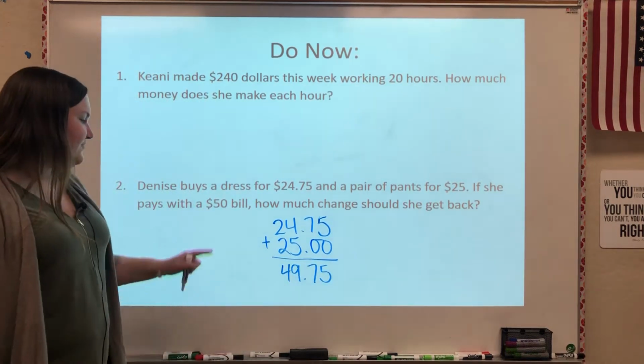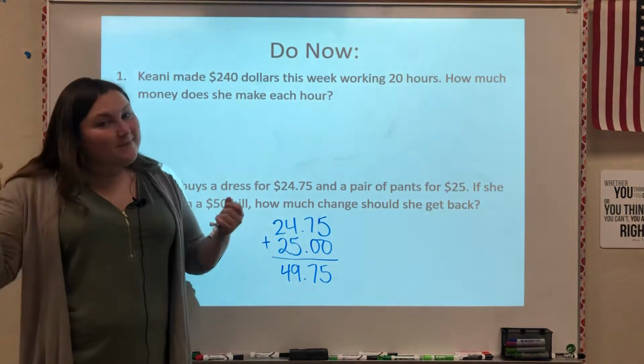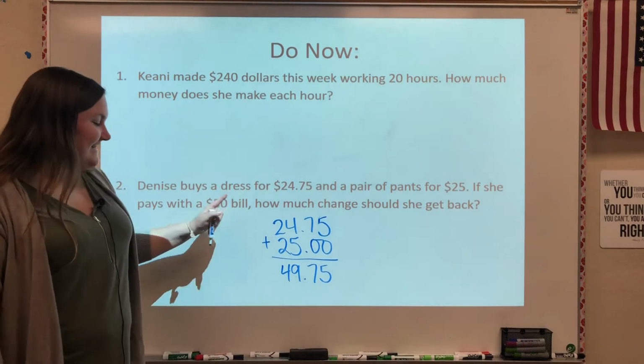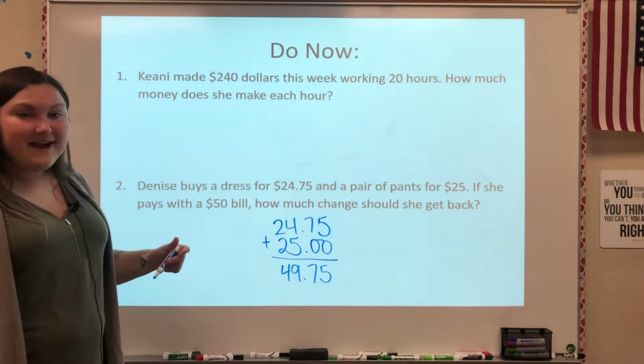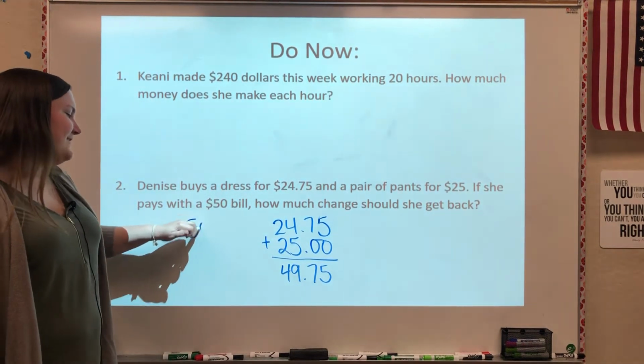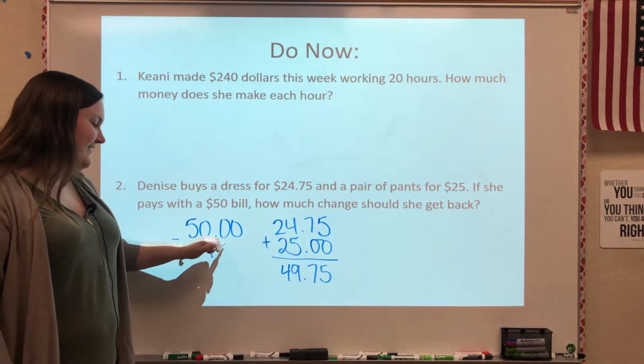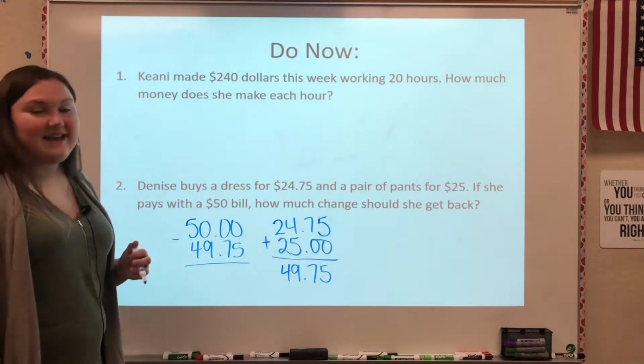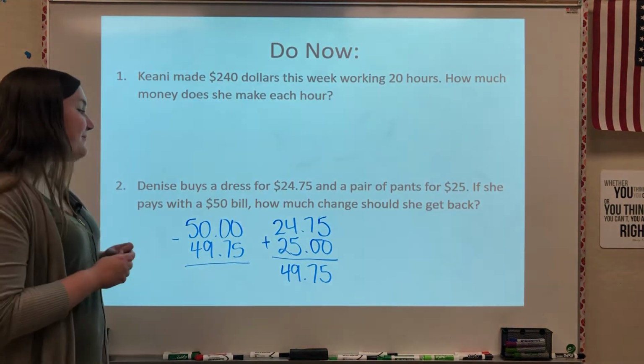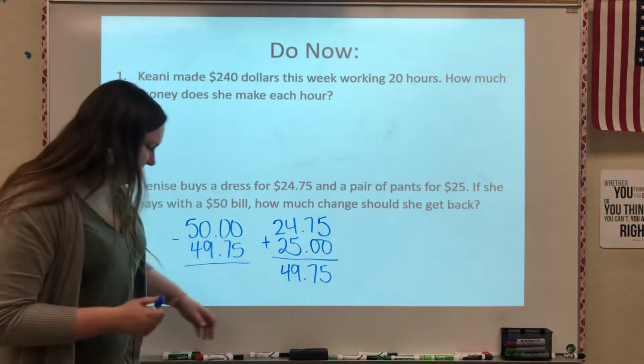When we add that together, you'll get $49.75. If she's paying with a $50 bill, you might be able to do that in your head and see that she's getting 25 cents back for her change. You could also set it up as a subtraction problem, like this, and get the change as well. Either way, she should be getting 25 cents back.